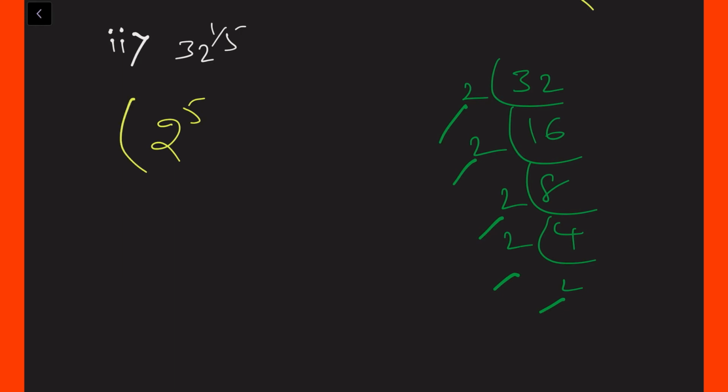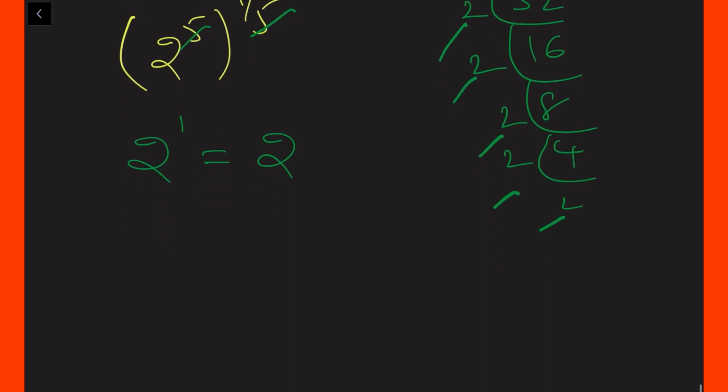Already power 1 by 5 is there, so (2 power 5) whole power 1 by 5. Here 5 will get cancelled, then we remain with 2 power 1, so 2 power 1 is nothing but 2. Next, let us check the next question. Third one, that is 625 whole power 1 by 4. Again here same, for the base 625 do prime factorization.